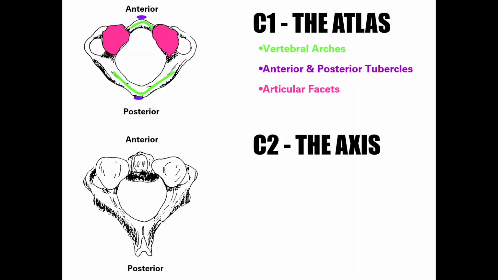All right, we have C2, which we call the axis, because you can't see it in this view, but this center piece goes up superiorly and articulates here on the atlas. It's called the odontoid process, or the dens. So the dens is basically the vertebral body of the C1 atlas. We also have a transverse ligament that holds the dens in place when it's articulating with C1.